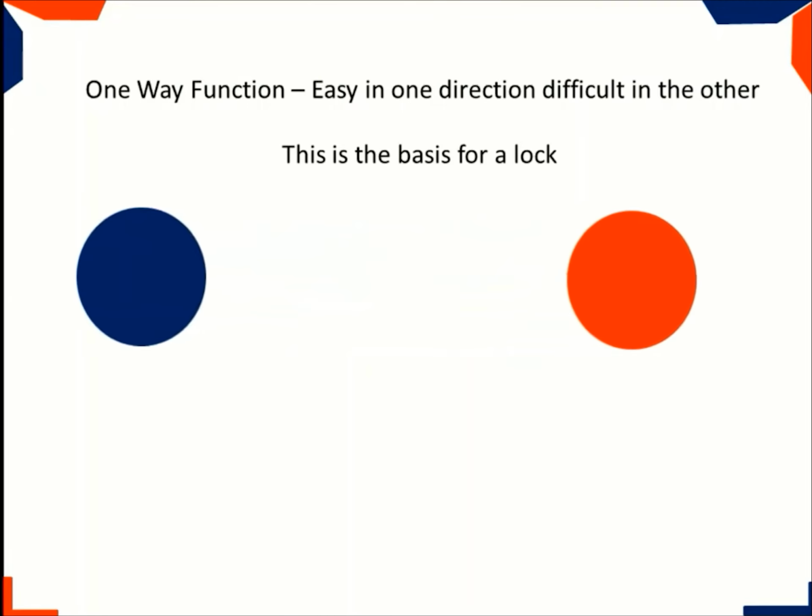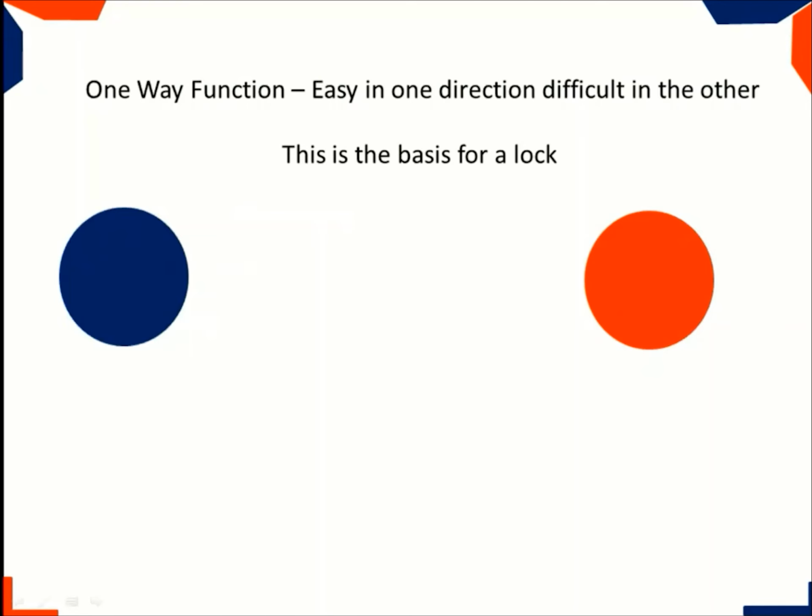So this is the basis for creating a lock and key. It's also called a one-way function. That means it's easy in one direction, but difficult in the other. So currently, there is the least amount of possibility that you can bring back the same exact two colors which you brought together to create a third color.